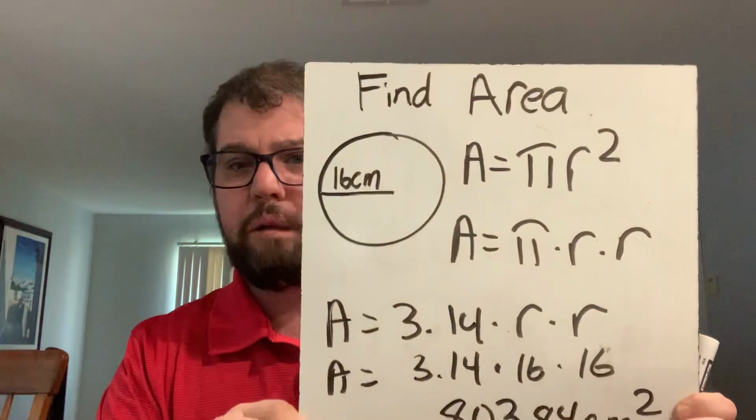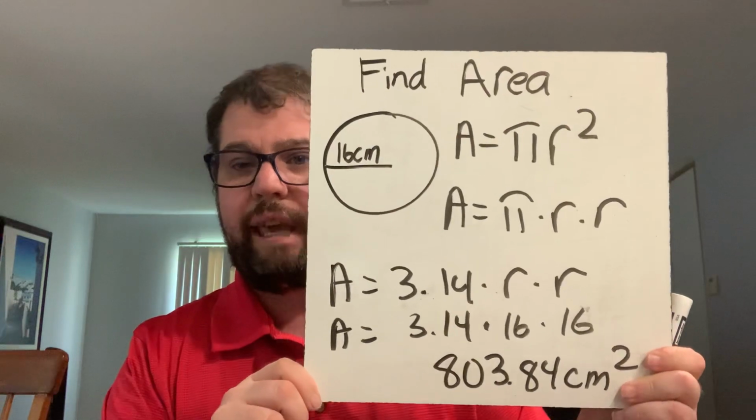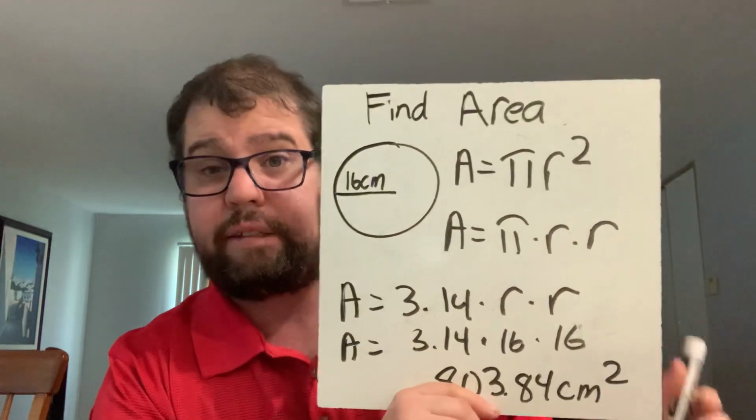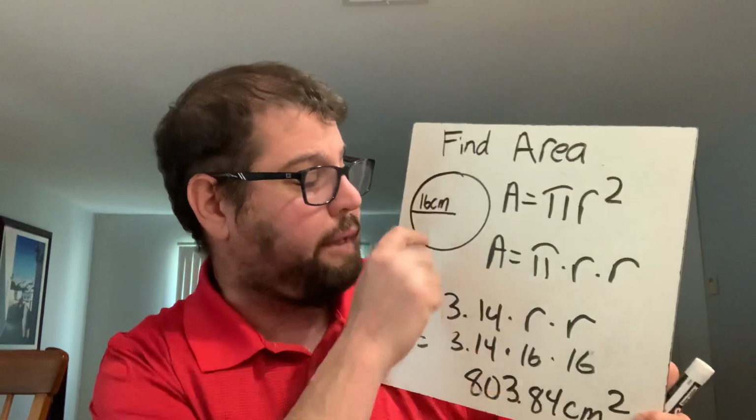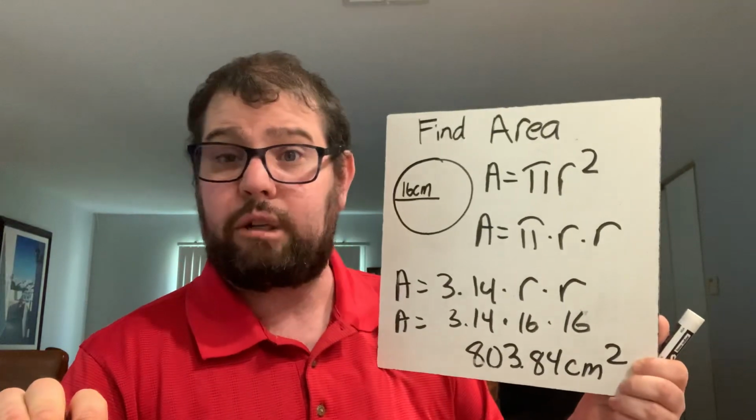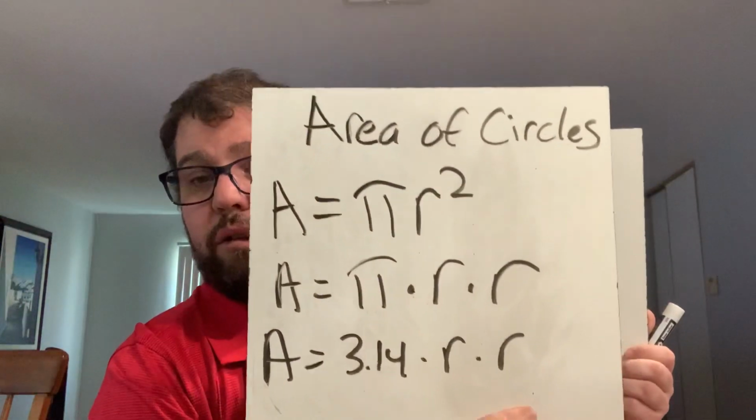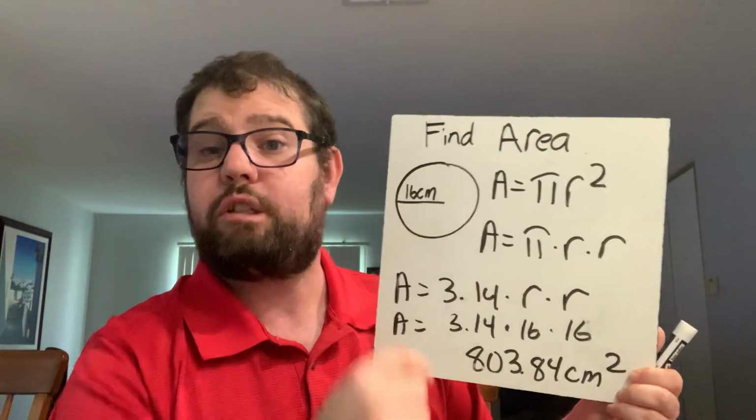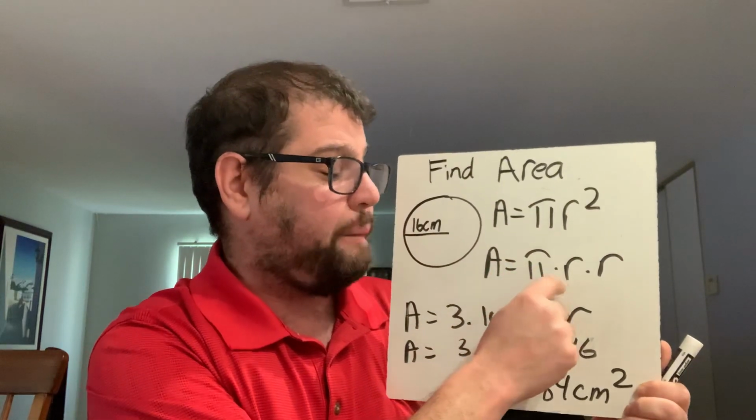Okay, so the first problem was find the area. And they gave us a circle with a half line, which is a radius. And that radius was 16 centimeters. So I just simply do exactly what I told you. What is the area formula? I had it on this other sign right here. Write it down. It's always the same. Pi r squared, which means area equals pi times r times r.